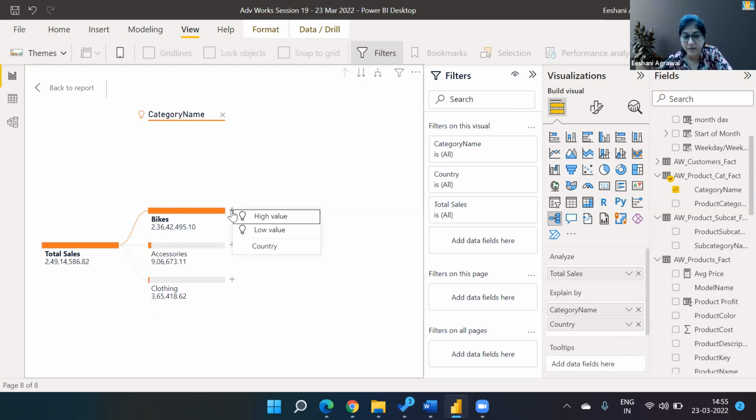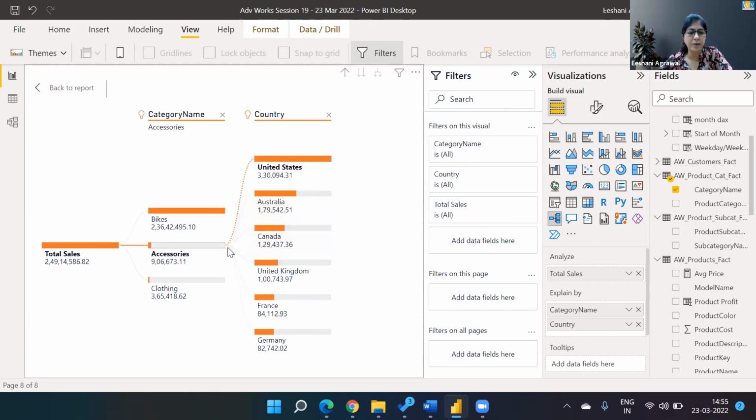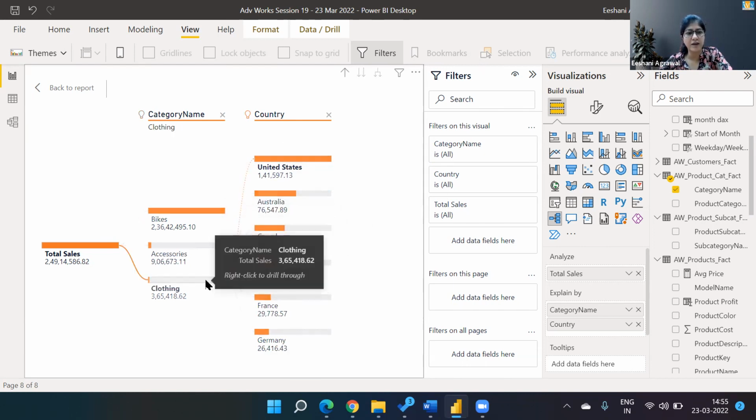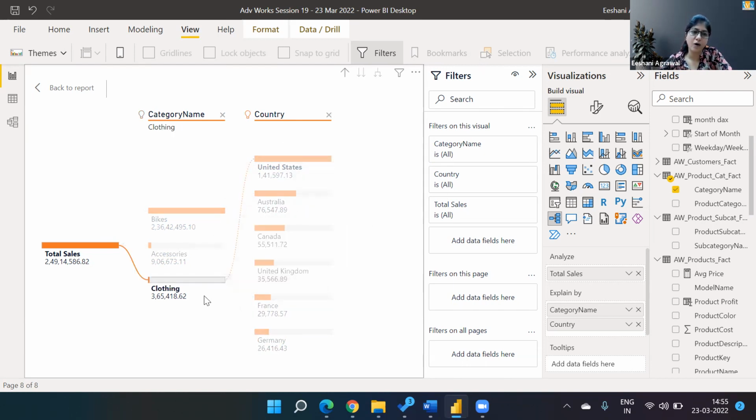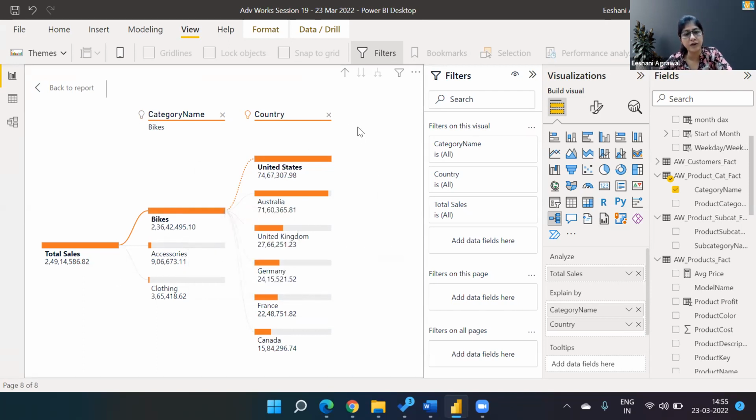Now when I click on the plus sign, and if I click on high or country, it's going to give me the same effect. So let's click on high. In bikes, we can say United States has the highest, followed by Australia, and so on and so forth. Similarly, we can click on accessories, we can click on clothing, and we can get an idea of how the value is. You can also right click and drill through, which is going to take you to the other sheet.